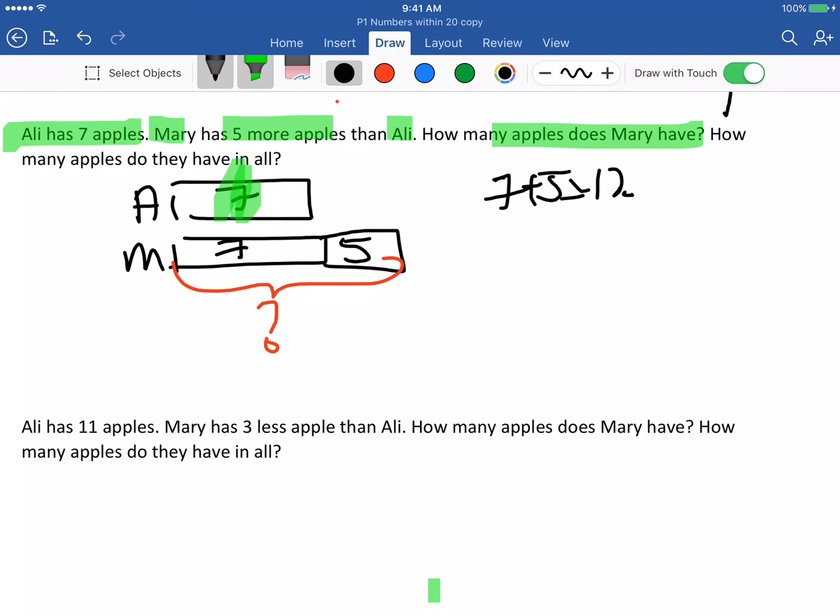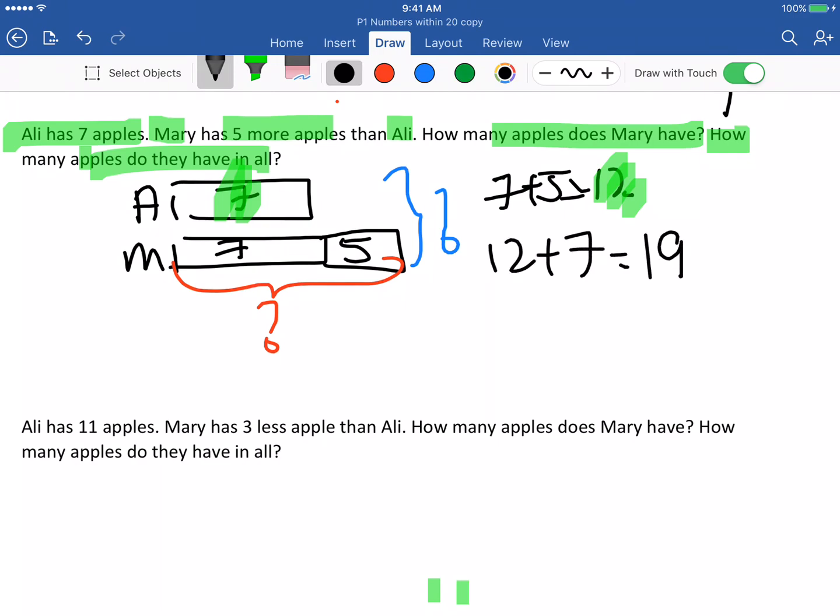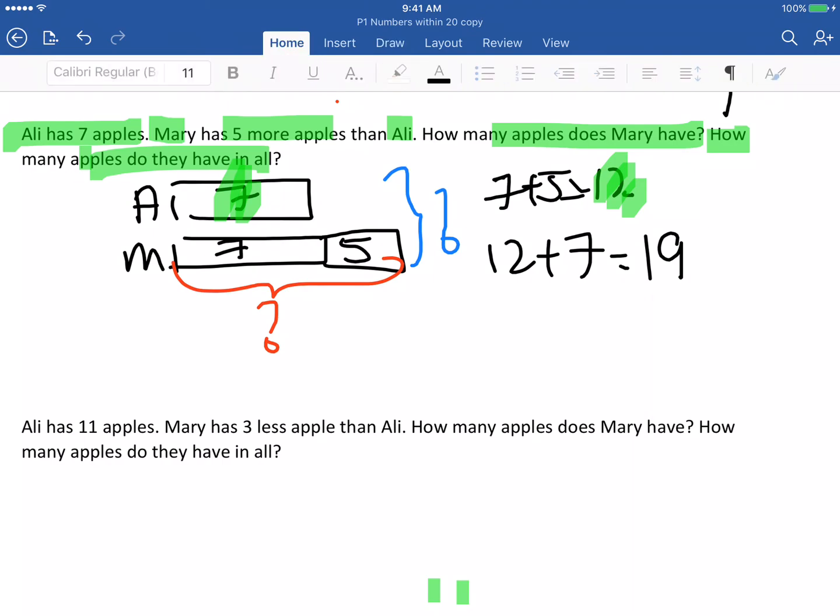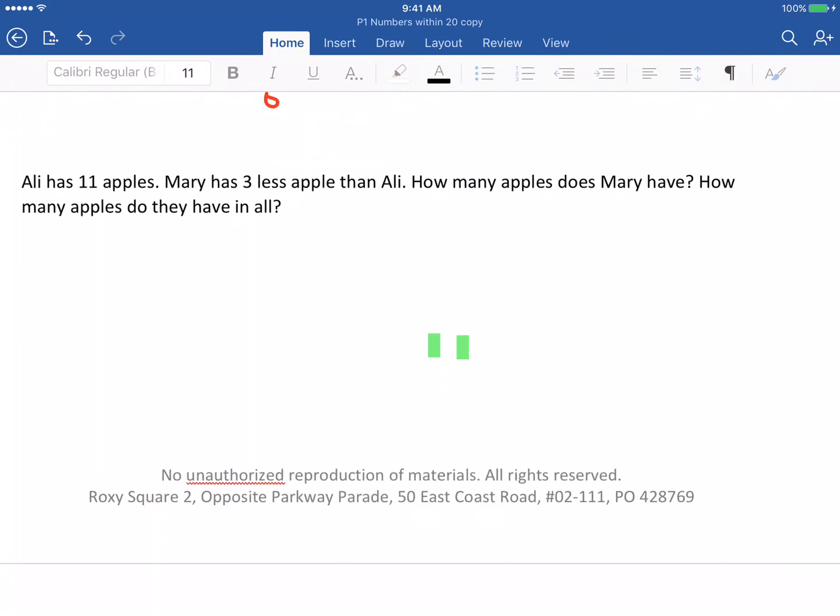Okay, the next one. The question will ask you, how many apples do we have in total? So it means you are trying to find what? The total right here. So you can look at the model. We know that Mary has what? Mary has 12. Agree? So what you can do is just take the total number of apples, just take 12 plus 7, which equals to 19. That's the answer.